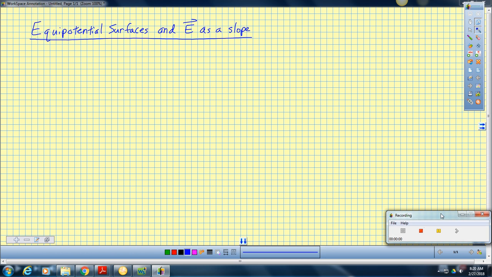This lesson is titled Equipotential Surfaces and E as a Slope. The first thing we want to do is think about what we understand the relationship between potential, so voltage, and electric field to be right now. Our big go-to idea is that V is equal to the negative integral of E dot dl, or just E dr when those two are parallel to each other.